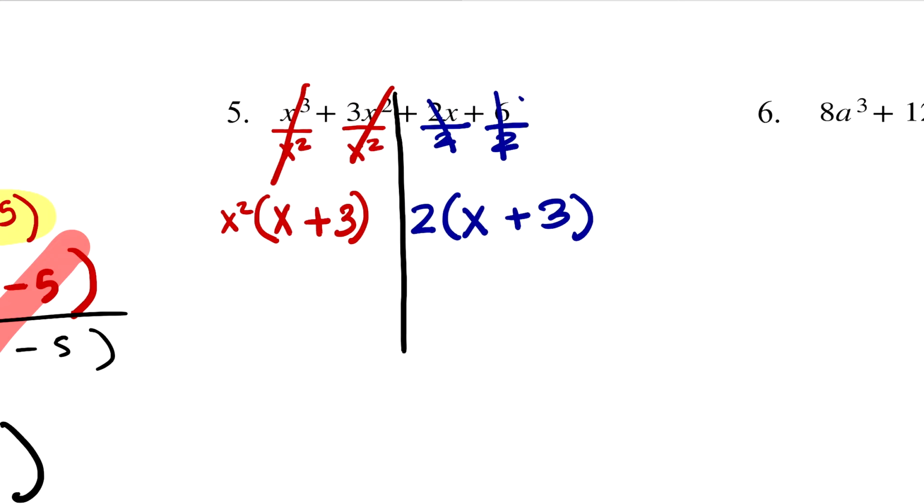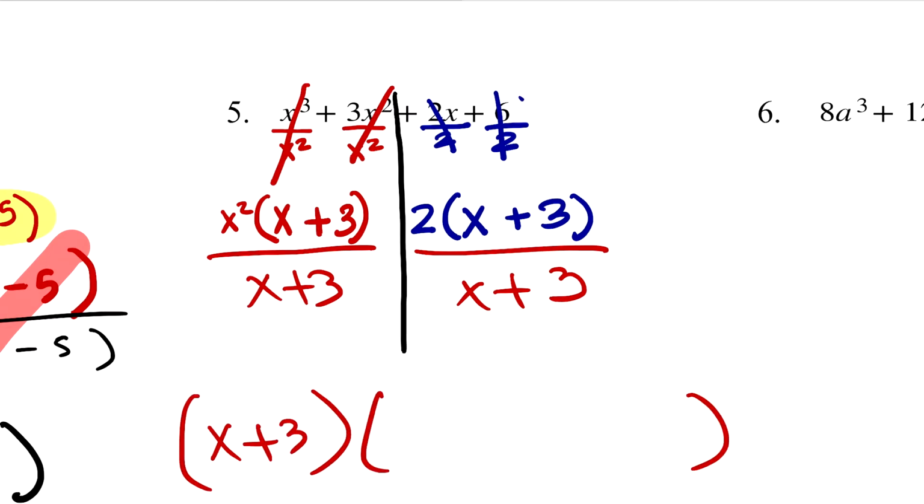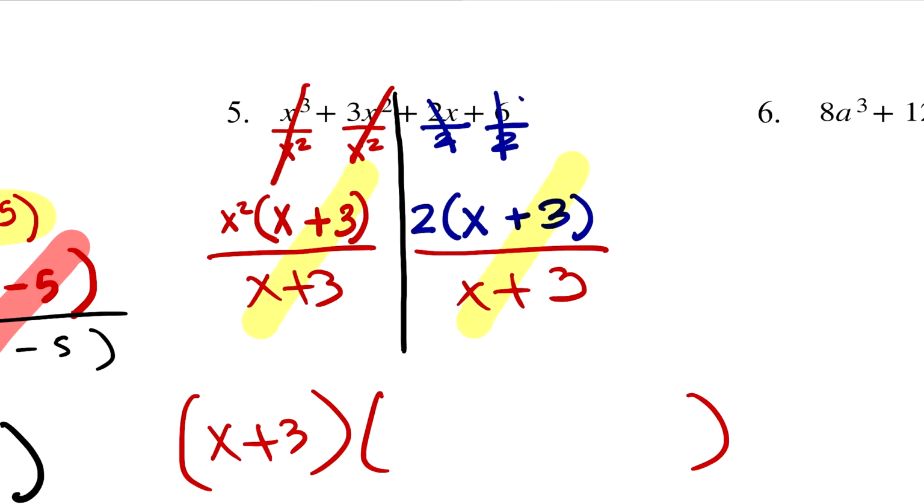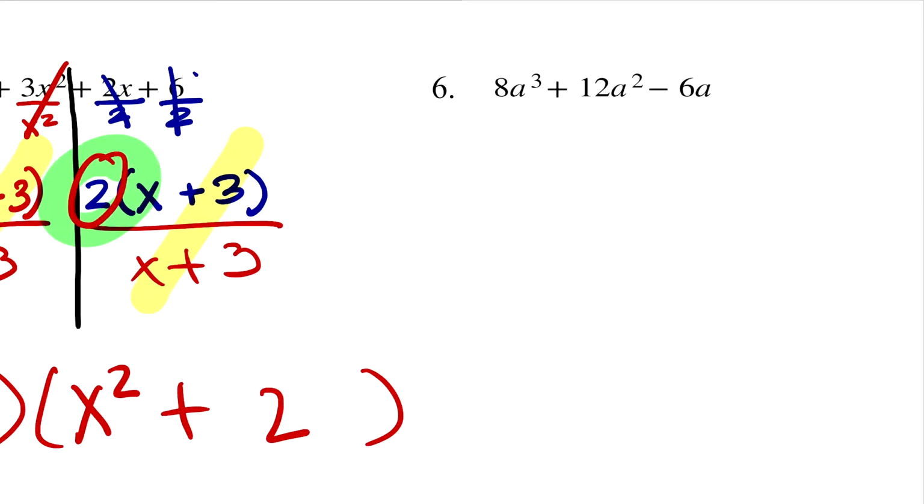So let's go ahead and take out the x plus 3. If we take out the x plus 3 on each side, as you can see, what's left? Well, we got this left, so it's x squared. That's what I circled over here. And then a 2, because we took out the x plus 3. Great job. Let's go back to the previous problem.